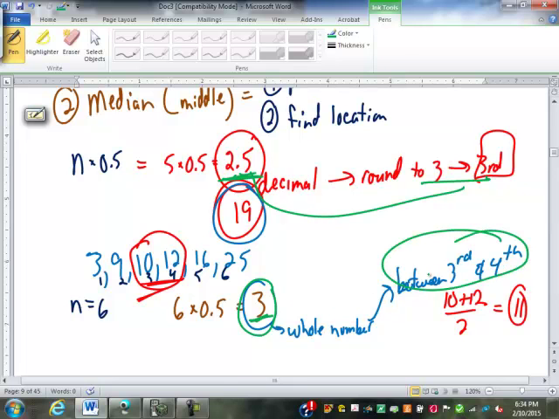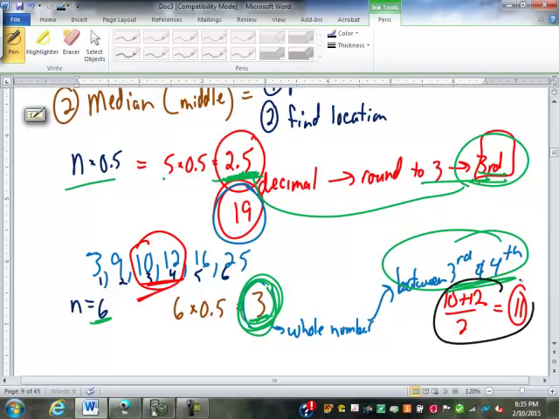When n is odd, there's going to be a middle number. So you just round that decimal up and that gives you the location. So if n is odd, you're going to get a decimal when you multiply by 0.5. So you round up. That's your location. If n is even, you're going to get a whole number here. It's going to be between that one and the next one in the list.